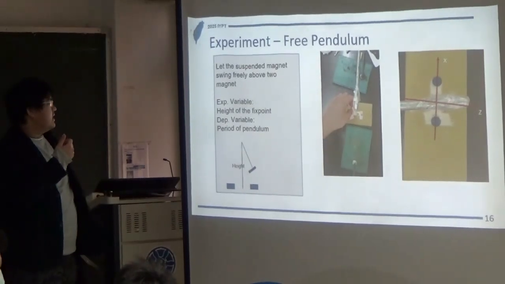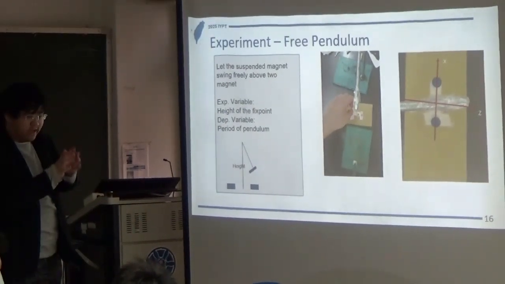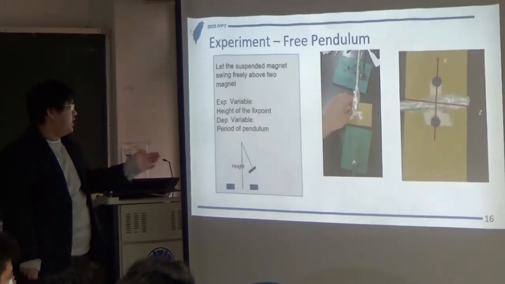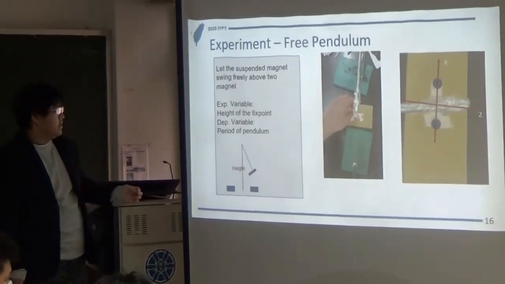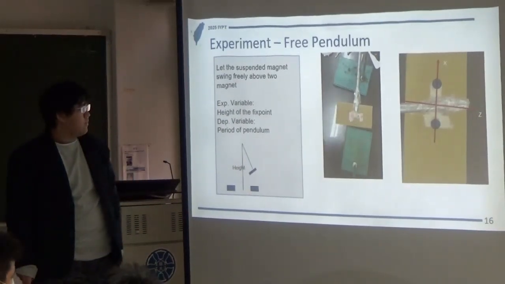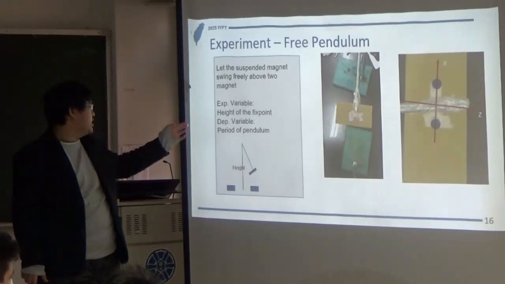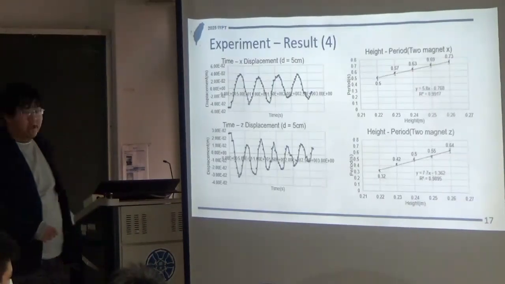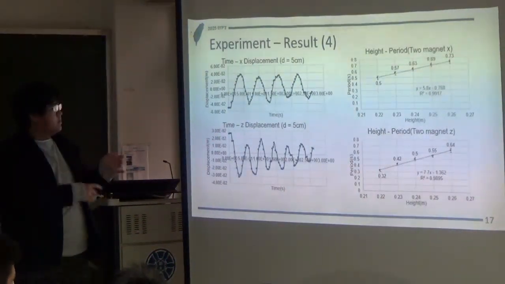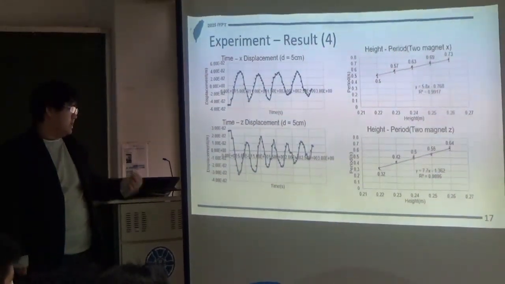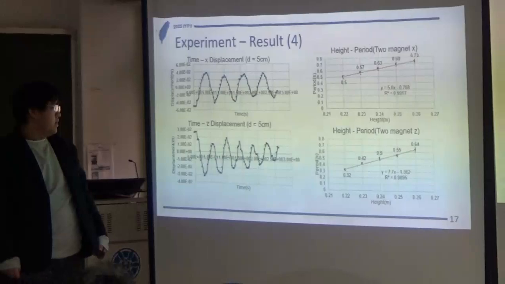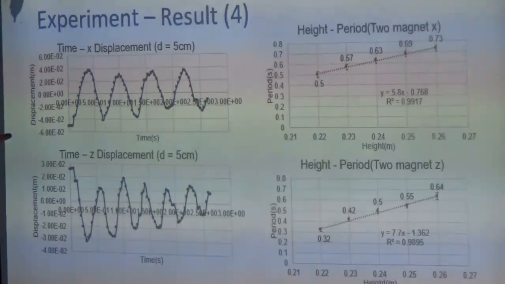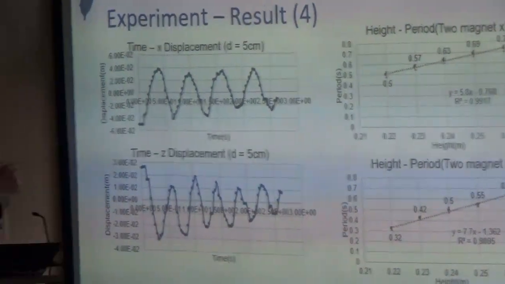And we take off the baffle, and we let the suspended magnet swing freely above two magnets. We change the height of the fixed point and observe the period of the pendulum. We observe the x displacement and the z displacement, and it's like that. You see the values, and the height period relationship is like that.